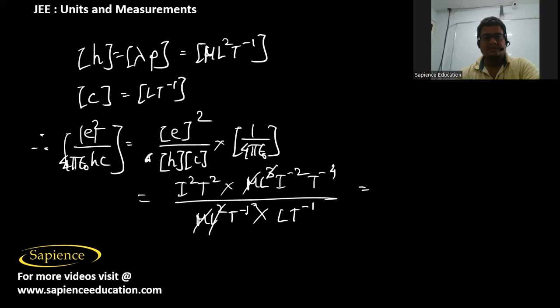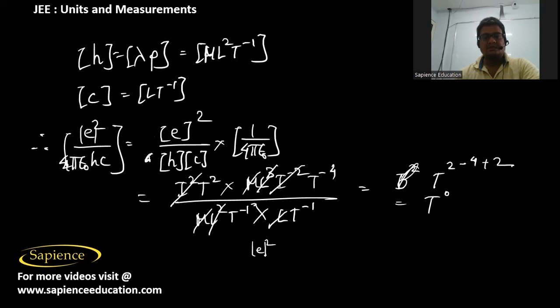Okay. L square and L cube is also there, so L and L will also get cancelled. So this is coming I square, I power minus 2. So I power minus 2, so 2 minus 2 will also get cancelled. So this is t power 2 minus 4 plus 2. So this will be t power 0. So it means this is dimensionless.